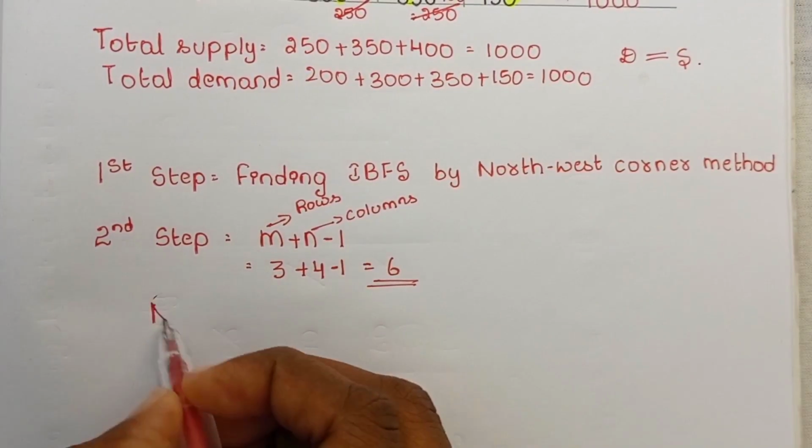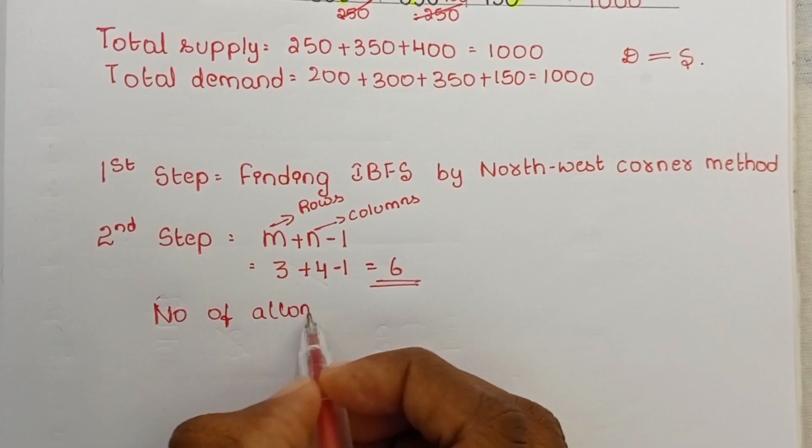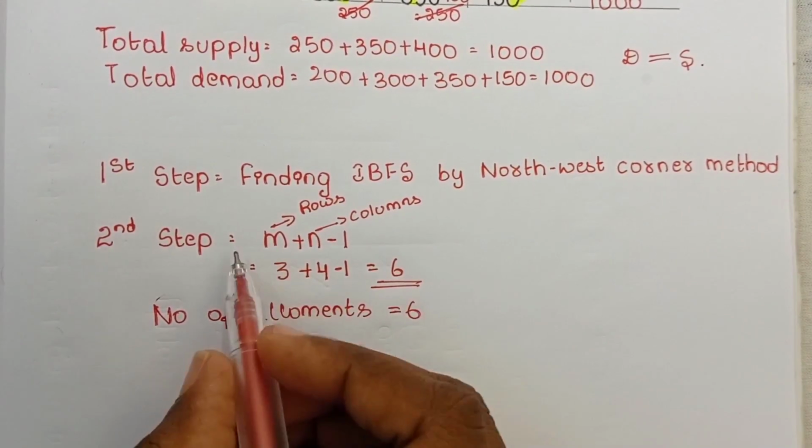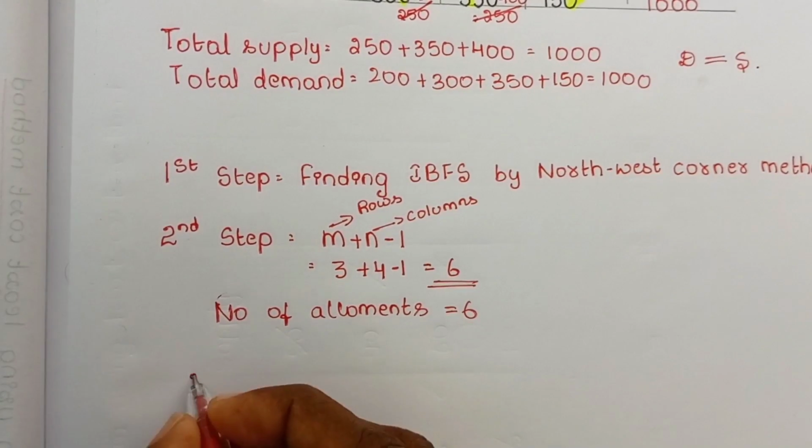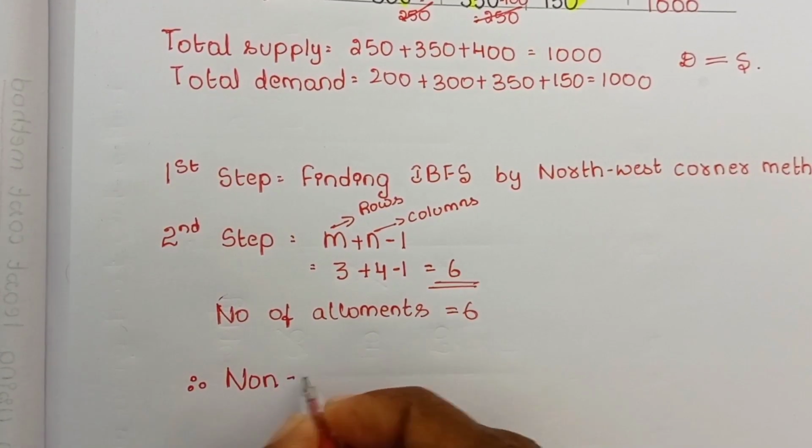Let me write that also. The number of allotments equals 6. So m plus n minus 1 is also 6, and the number of allotments is also 6. Therefore, it is a non-degenerate solution.